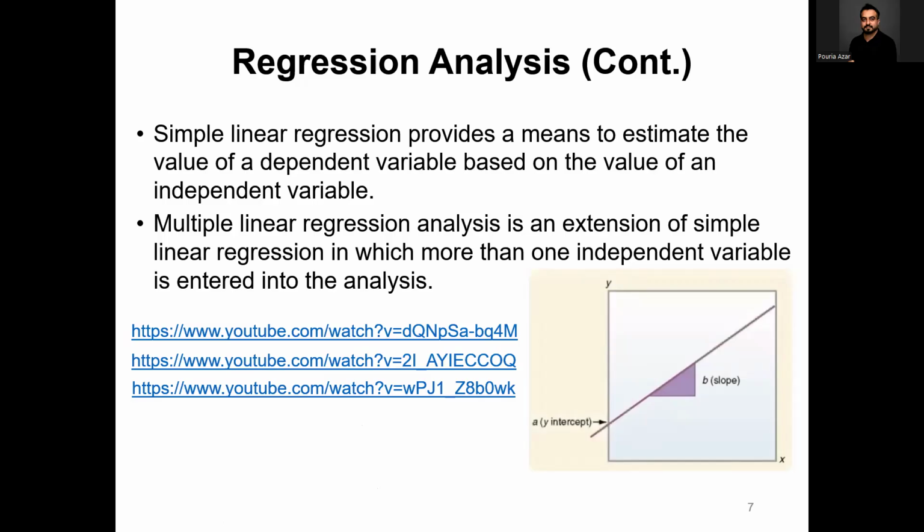Whenever we talk about regression analysis, it is a line. That's why it's called linear regression. It is a line, and we have two axes here, the y-axis and the x-axis. The x-axis represents the predictor variable or independent variable, and the y-axis represents the dependent variable or outcome variable. And the line is our regression line.